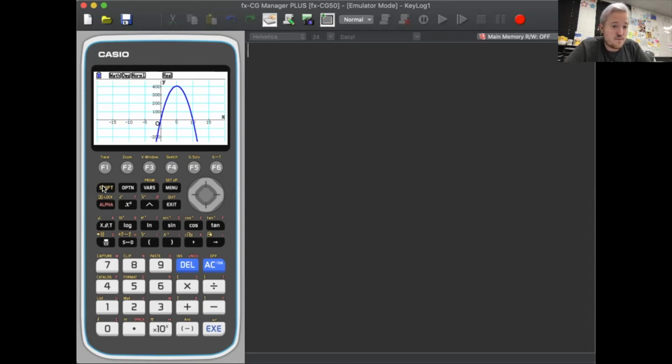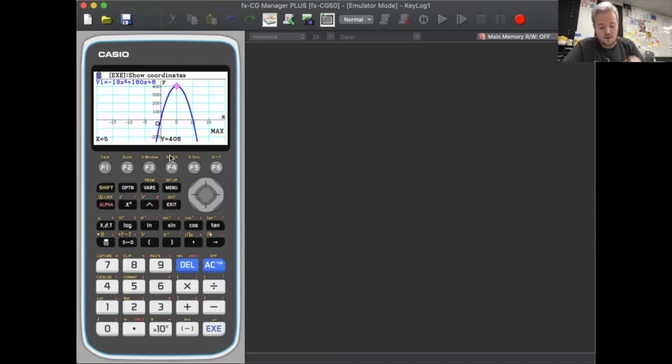So I'm going to press shift G solve, and I want the maximum value. Because I want the max, I press F2. Right here, x equals 5. That is your answer for part B: when does it reach the maximum height? And over here, for part C, it's asking what is the maximum height? There's your answer for that one. So this is a 2 for 1.